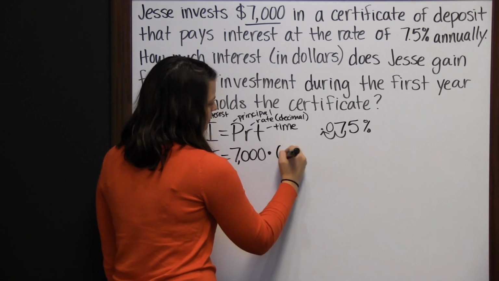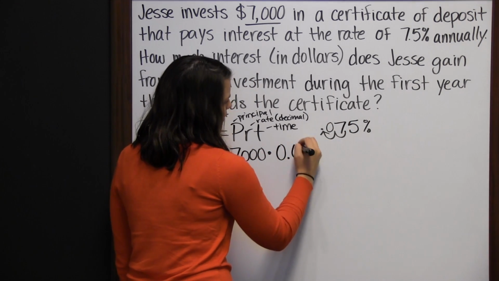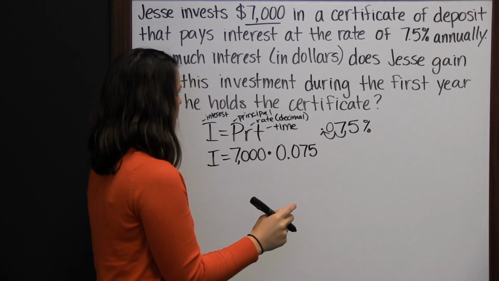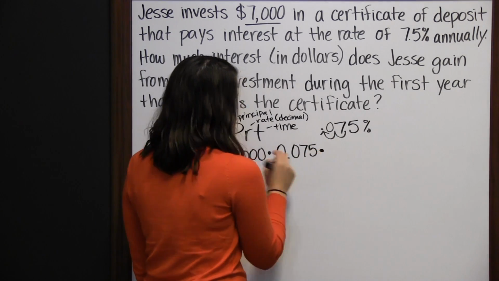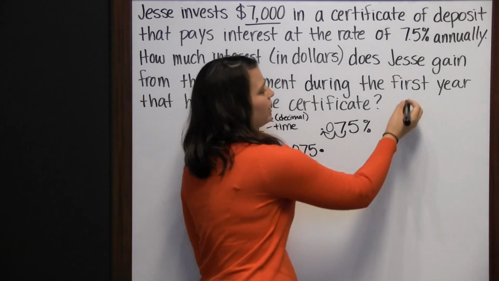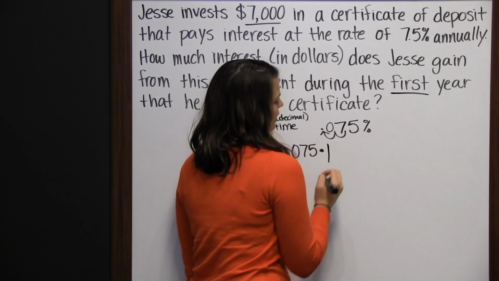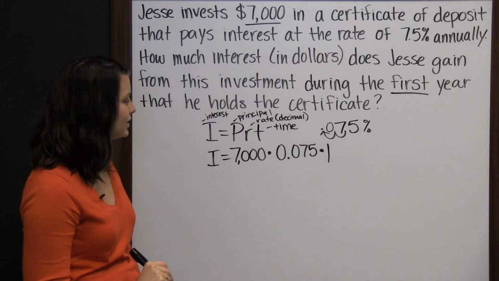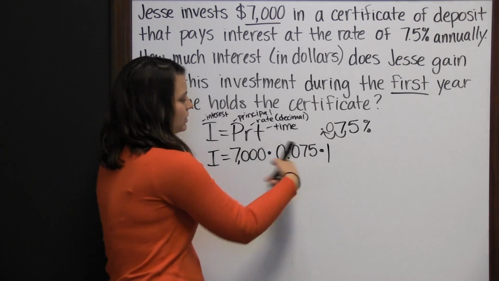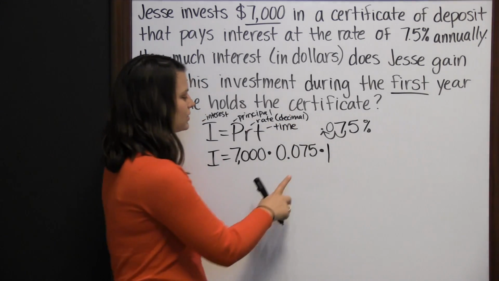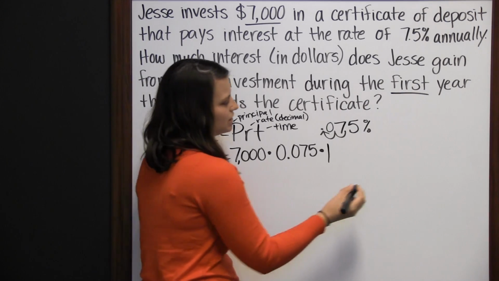So you add that 0, so it's 75 thousandths, and then times the year, or the time, and we're just trying to find out about the first year. So that means it's been in there for 1 year, and then we just need to multiply those things together. So 1 times anything is just that, so I can really ignore that. So I just need to multiply these two numbers together.